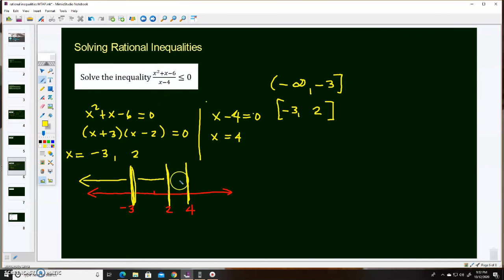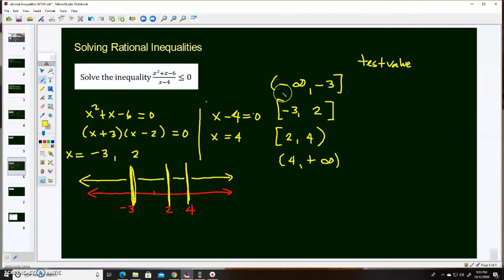The next region is between 2 and 4, our second and our last critical value. From 2, in interval notation, 2 is included, so we use a bracket. But this time, 4 is not included, so parentheses. Why is 4 not included? It's in the denominator and it will make the expression undefined. The last region is from 4 to positive infinity, all values right of 4. Again, 4 is not included.